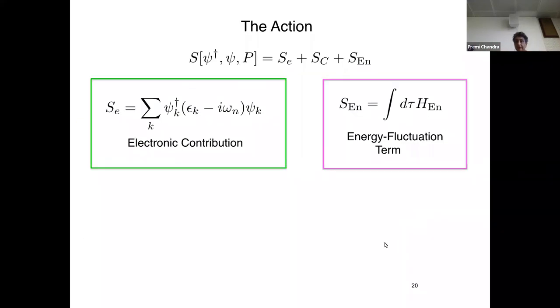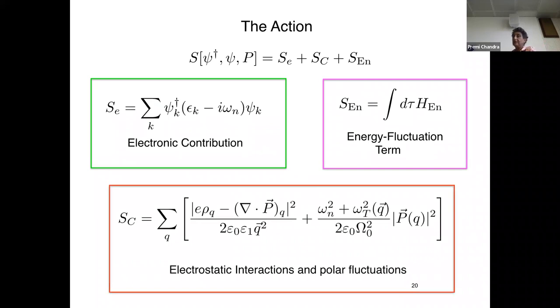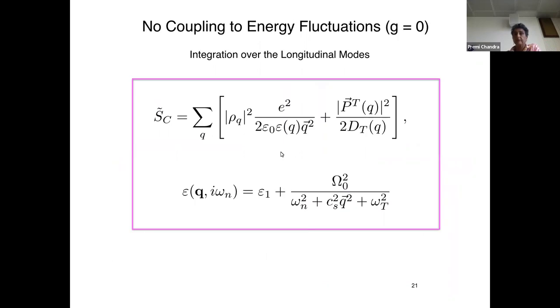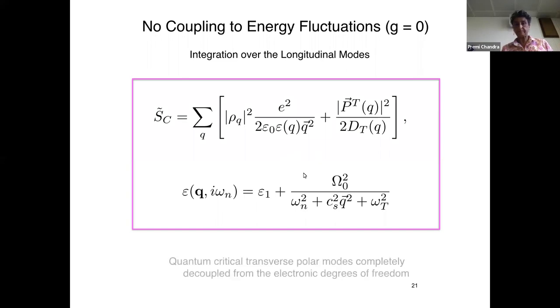So what is the action? We have an electronic contribution. We have our energy fluctuation term. And then we have the electrostatic interactions and the polar fluctuations. So first, of course, what happens when we set the coupling to be zero? When we set the coupling to be zero, we integrate over the longitudinal modes. And of course, the quantum critical transverse polar modes are completely decoupled from the electronic degrees of freedom. That's just a way of showing that. Now, what happens when we put on the coupling?